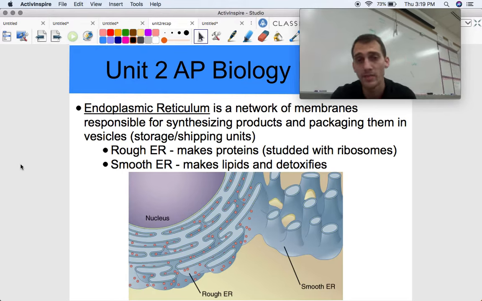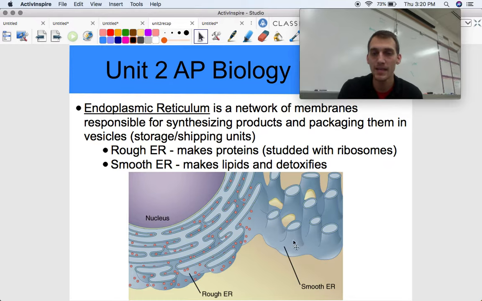The ER, endoplasmic reticulum, is a network of membranes responsible for synthesizing products and packaging them in vesicles, aka storage or shipping units, kind of like little bubbles of membrane that a cell can put a protein in or a lipid in, whether it's a hormone or a signaling molecule or an enzyme, something like that. It can be packaged into a vesicle and shipped out. So the rough ER helps to make proteins because it's studded with ribosomes, and ships them out in a little vesicle. And the smooth ER makes lipids and ships those out in vesicles as well, and helps with detoxification of the cell too, to break down and convert toxic compounds into those that are more safe for the cell. That is what the ER does.